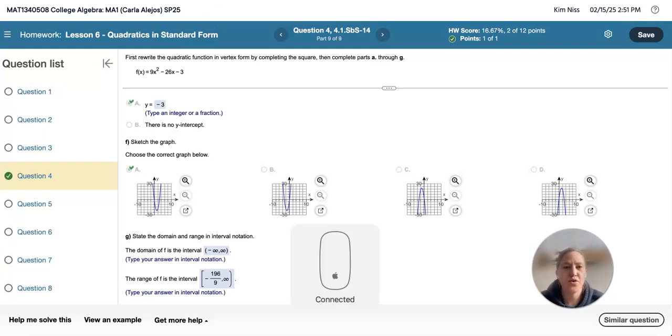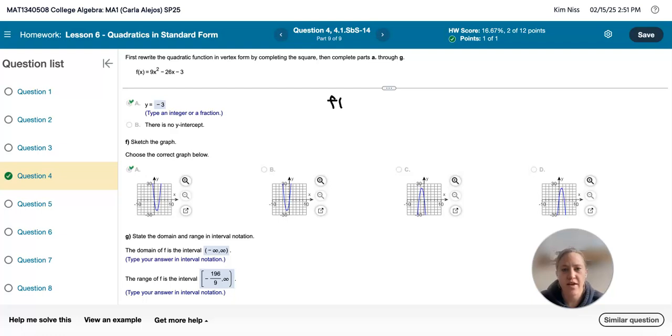Hey guys, so it seemed like it cut me off earlier in the video, so this is part two to finish this particular problem. I think where we were was trying to find the y-intercept. To find the y-intercept, it's just a matter of plugging in 0 for x and solving for y.